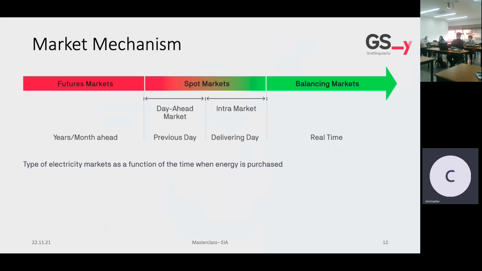Now jumping to the market mechanism. So this is obviously known. The market is divided into multiple time horizons. So you have the futures market, spot market, and balancing market. At the moment, we have our spot market fully operational, and we are currently building the futures market and the settlement market. We expect them to be operational in the coming months.